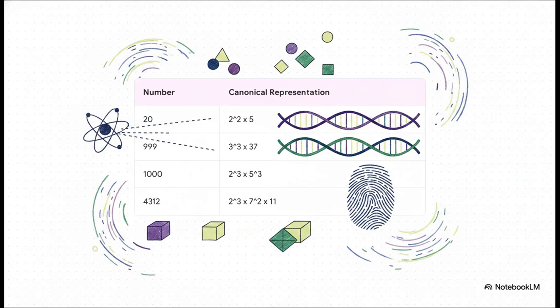Take a number like 4312, for example. To the naked eye, it's just your standard 4-digit number, but its true underlying blueprint is actually 2 cubed times 7 squared times 11. That specific, exact combination is literally the only way to build 4312 using multiplication. It's like a unique fingerprint. And once you see this, you stop viewing integers as just a sequence of simple counting steps. You actually start seeing them as complex molecules.